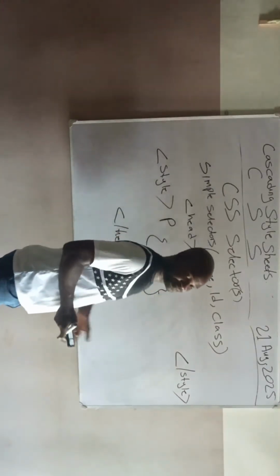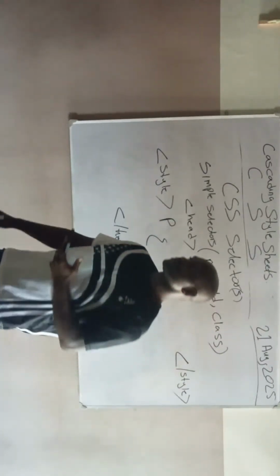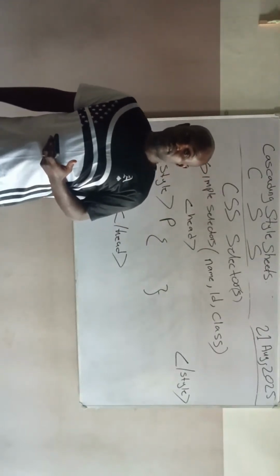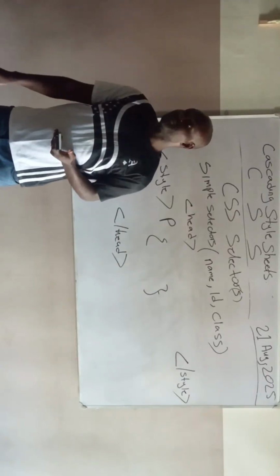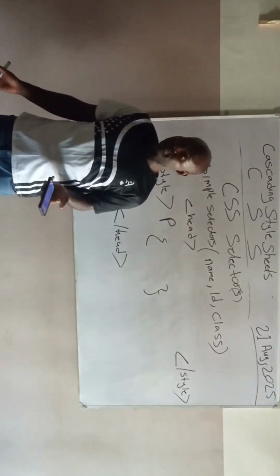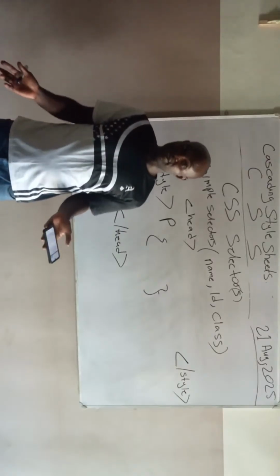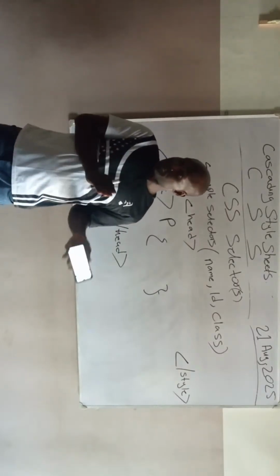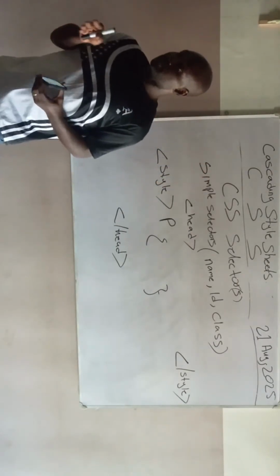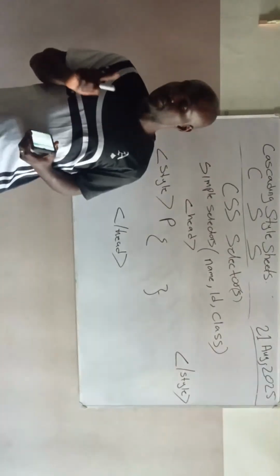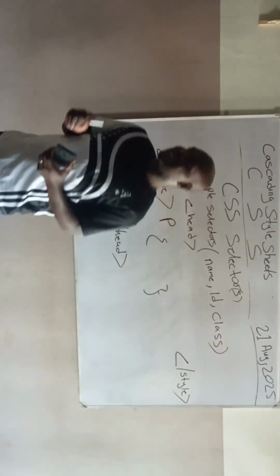Name. You can have multiple elements with the same name. After P, you have another P, and another P. So it's the same name, and there are different elements with the same name. Not name as an attribute now. Name as the name of what? The element. But ID is unique to each element as an attribute now.